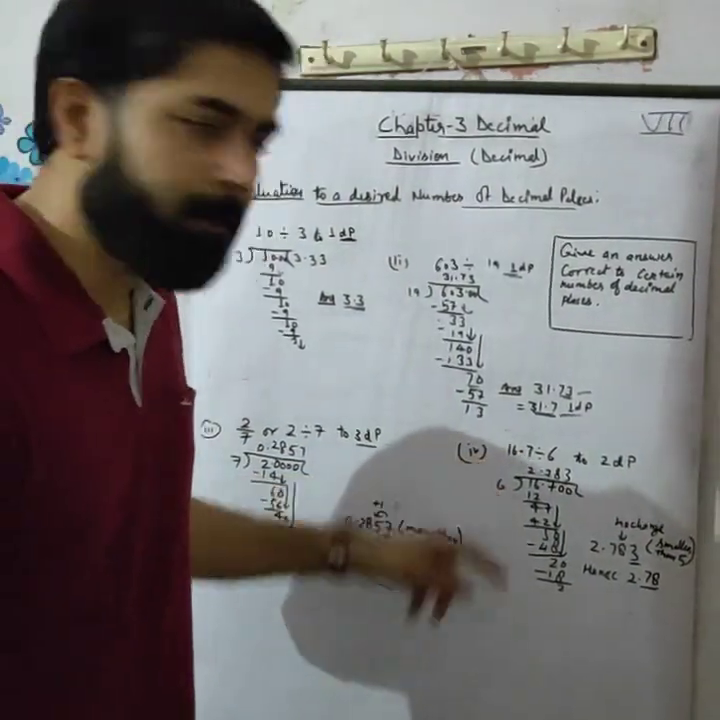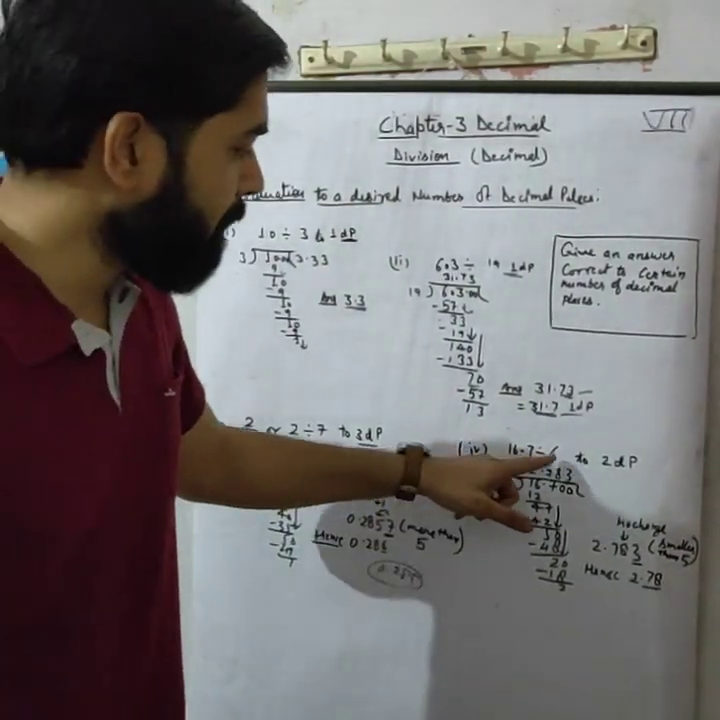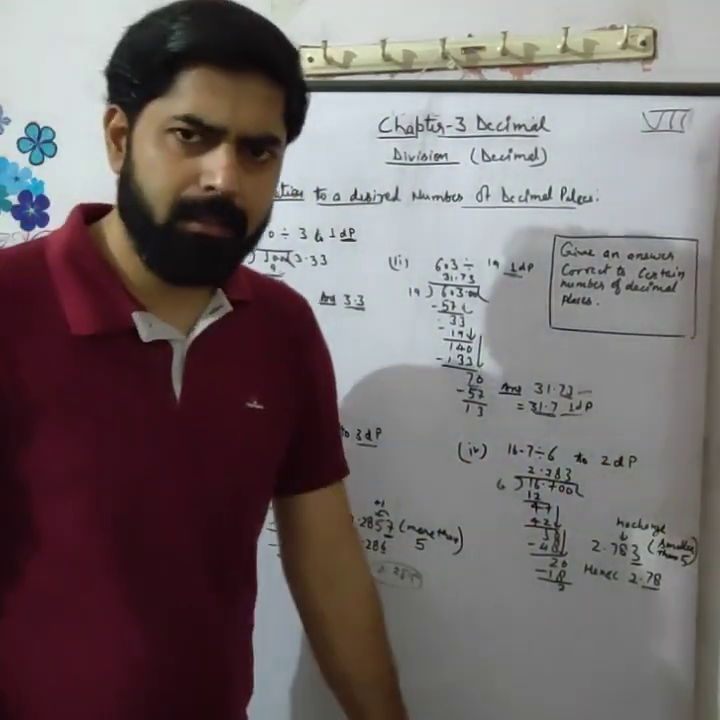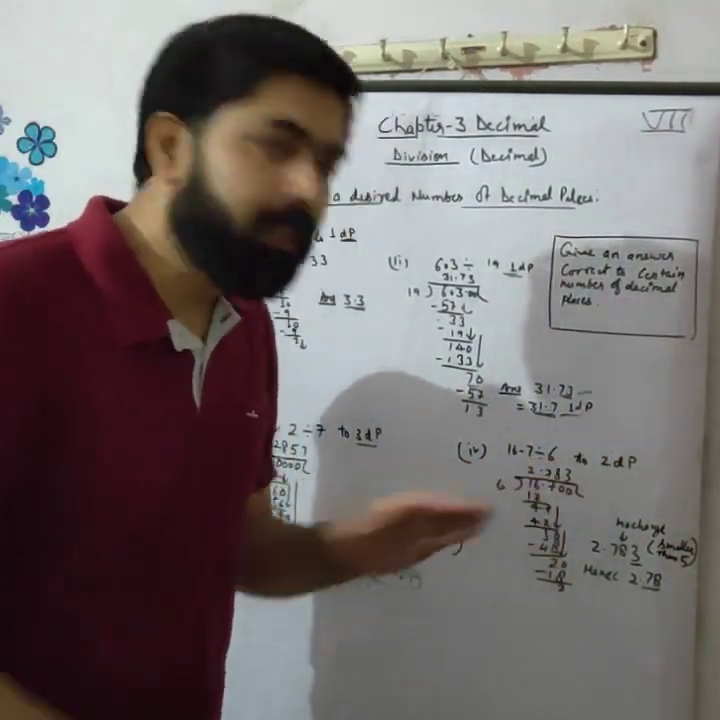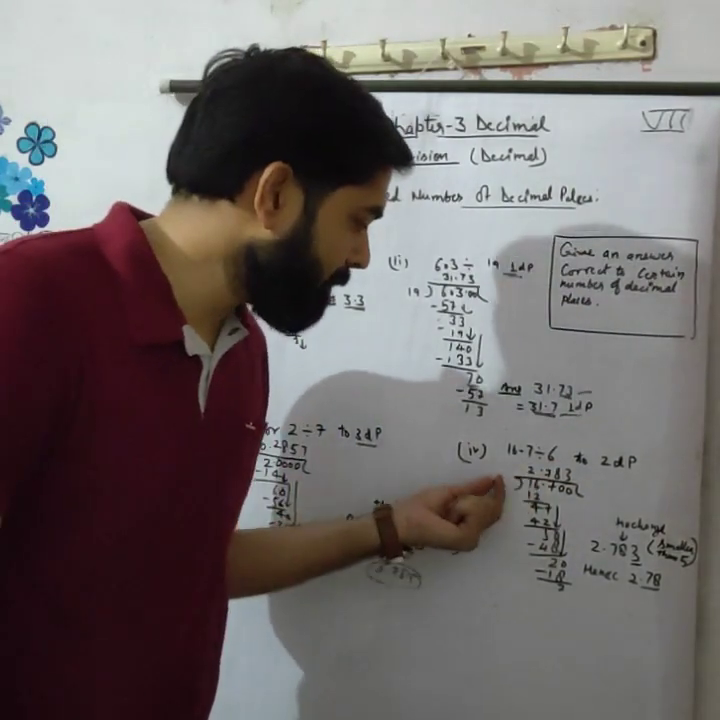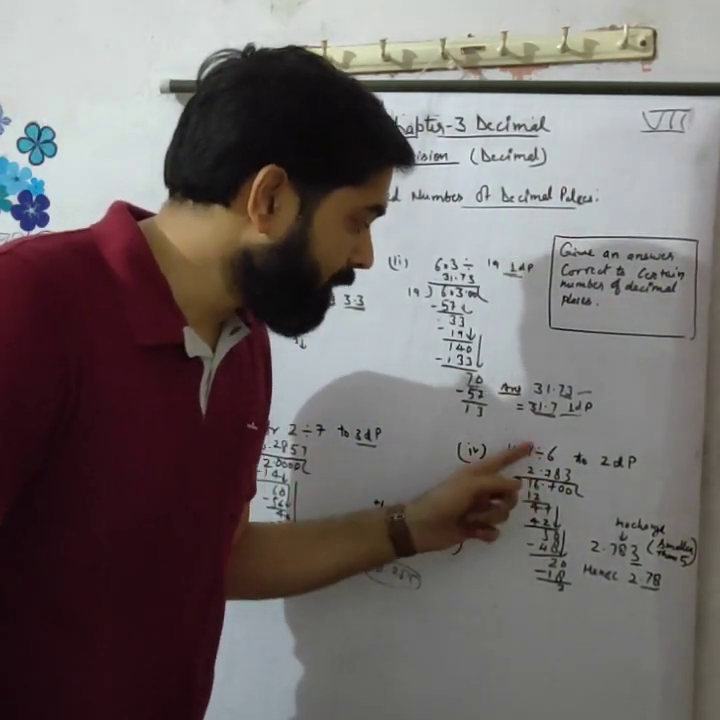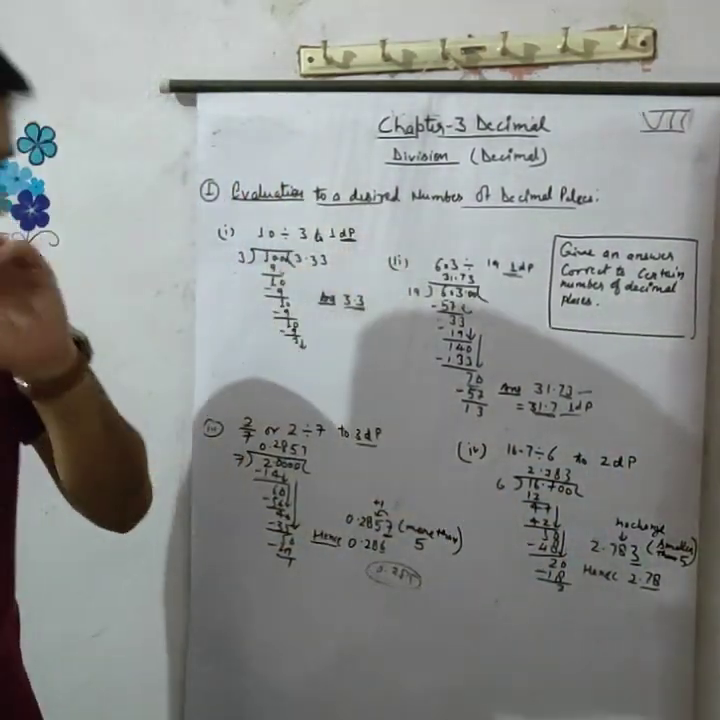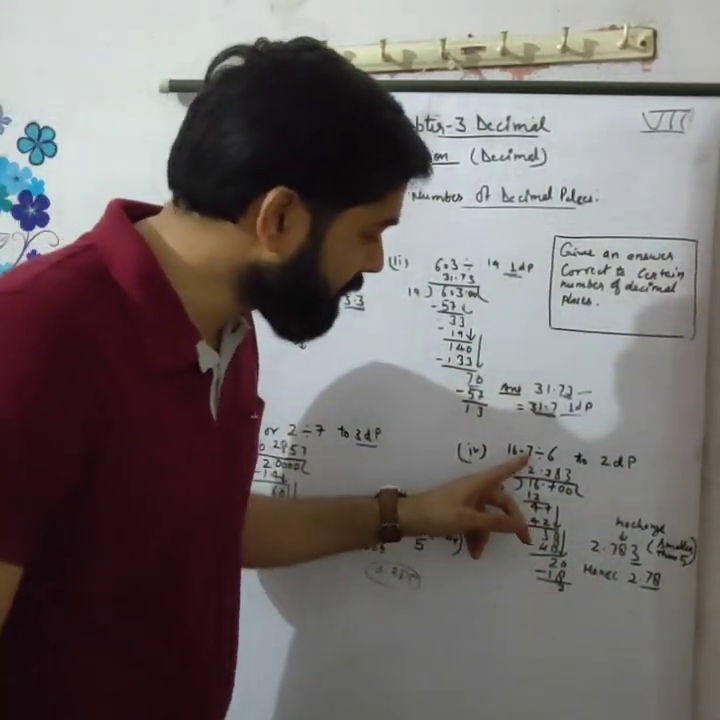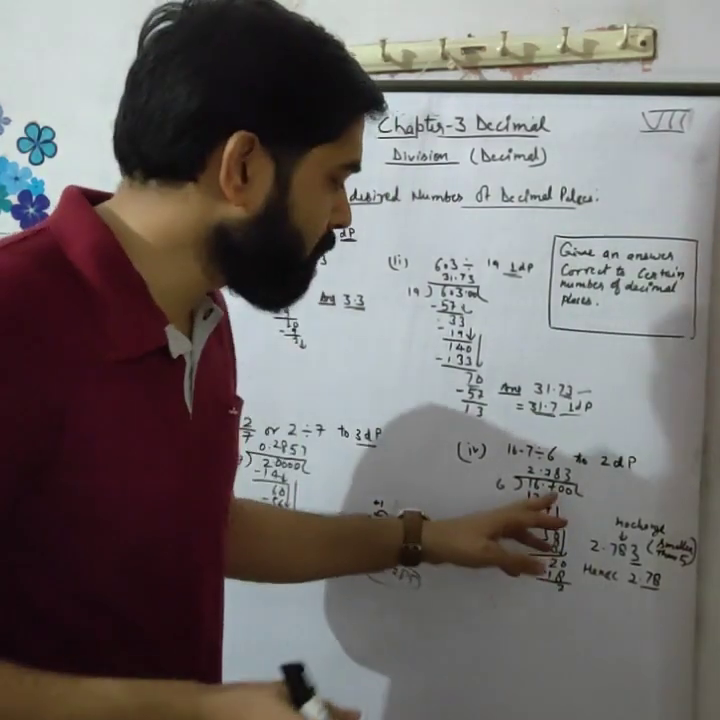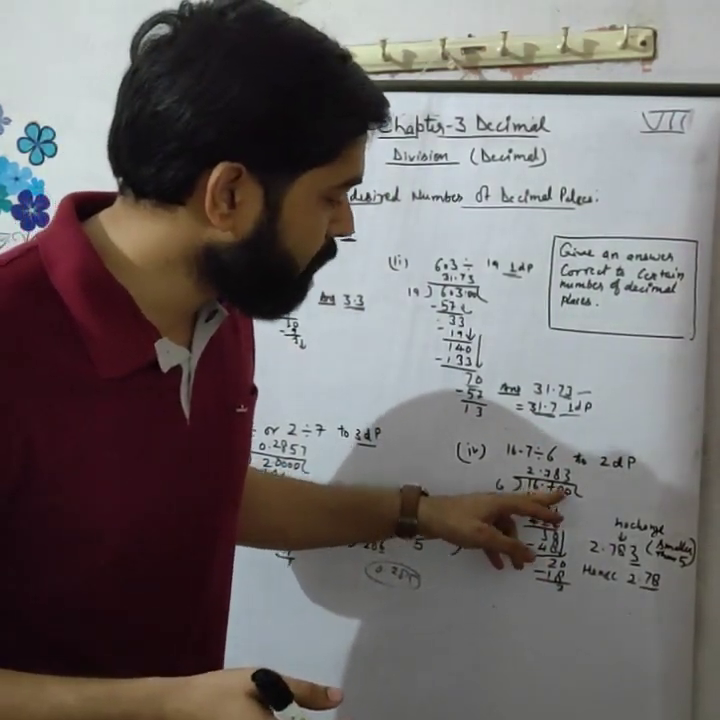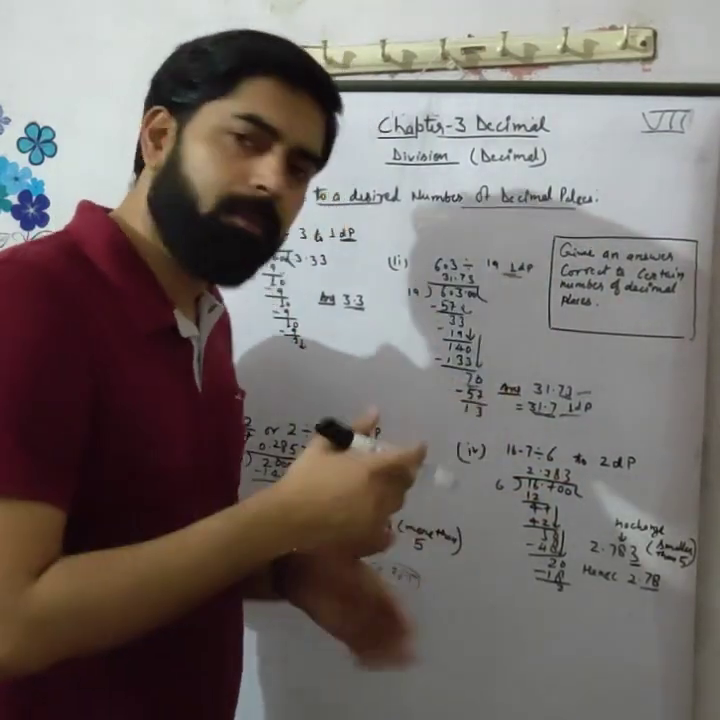So look at the last question today. 16.7 divided by 6 to 2 decimal places. Two decimal places are asked, so we need 3 decimal places. After the decimal we have 1 digit, so we need 2 digits. So we can write 20. Now after the decimal we have 3 digits, so we can solve it easily.